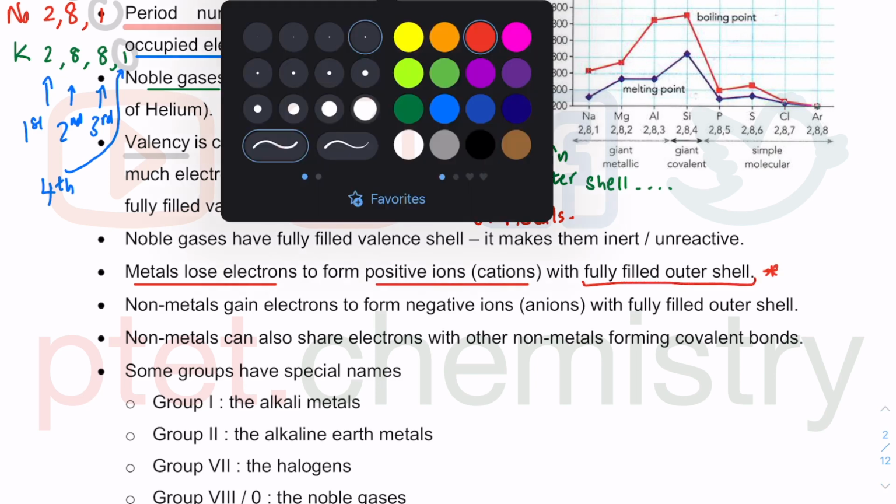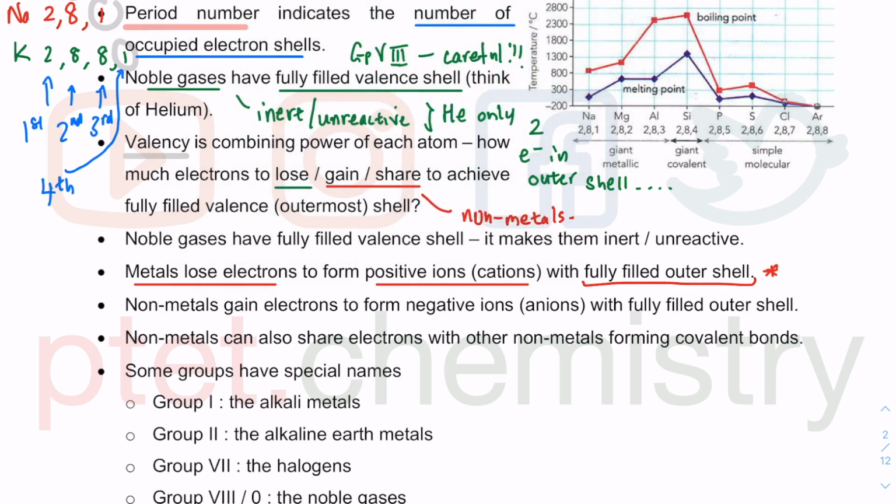As I did mention earlier, we talk about the non-metals. The non-metals gain electrons, but they could also share electrons. When you gain electrons, you form negative ions. The purpose is still the same: a fully filled outer shell. Again, when you share electrons with other non-metals, so non-metals and non-metals, they will form covalent bonds.